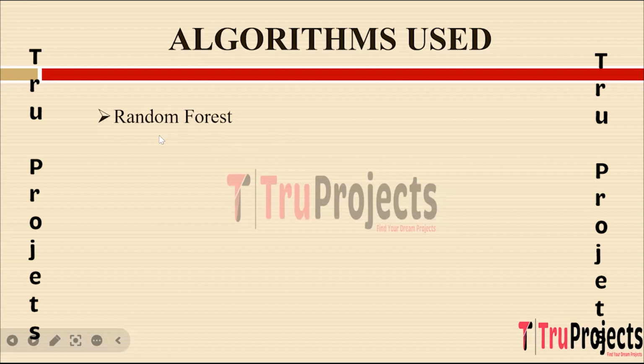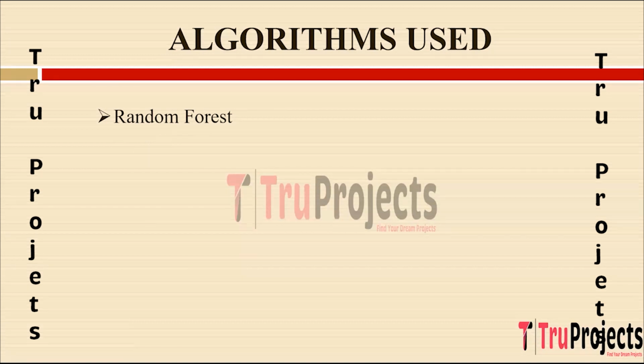The first algorithm is random forest. Random forest is an ensemble learning method that constructs multiple decision trees during training and aggregates their output to make predictions. Random forest is used for intrusion detection by analyzing network traffic data. It evaluates various features simultaneously to identify potential intrusions, leveraging the collective decision making of multiple trees.